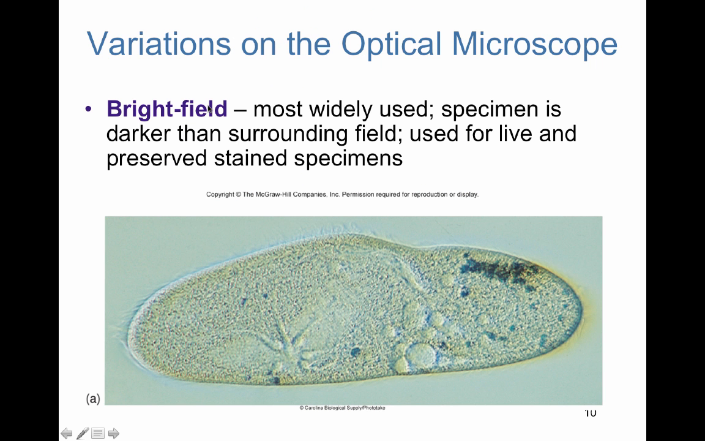Now, there are all different types of light microscopy, so I just wanted to go over some basic characteristics of each type, and it's good for you guys just to be able to differentiate between the different methods. So bright field is the most commonly used method of microscopy, and the thing to remember about bright field is that you have bright light, a bright background. This is really ideal for live and also preserved stained specimens, and again, anything that's larger than a bacterium.